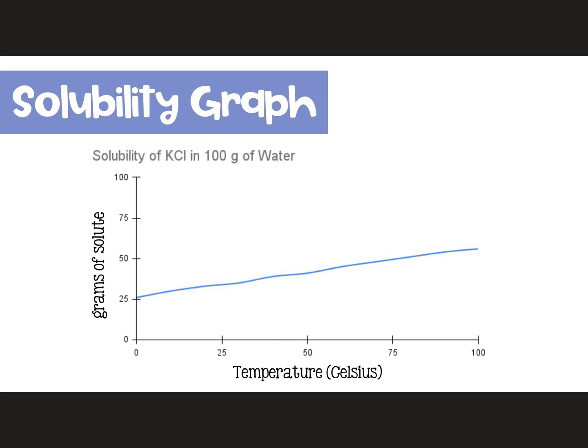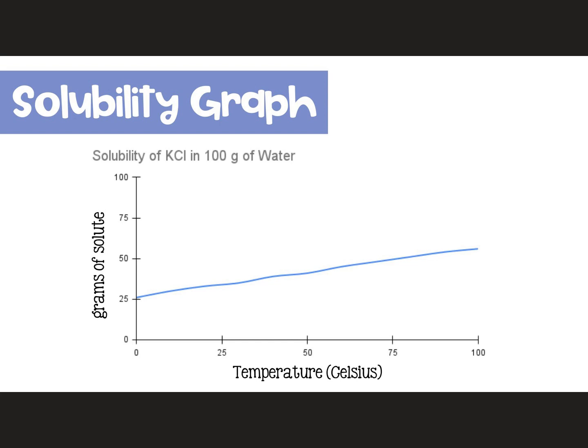So if we look at 100 grams of water, we start off at 0 degrees Celsius or 273 Kelvin, and we are able to dissolve 25 grams of KCl before it starts piling up in the bottom. As we increase the temperature to 25 degrees Celsius and 50 degrees Celsius, and then 75 and 100, you see that the amount of solute, or KCl, you can dissolve increases as the temperature increases.